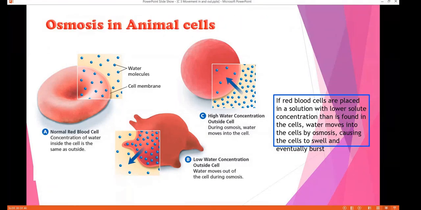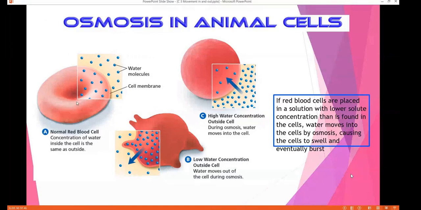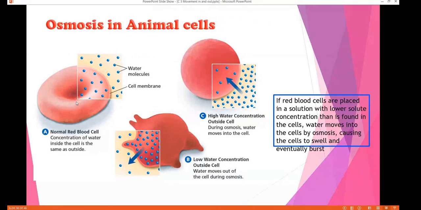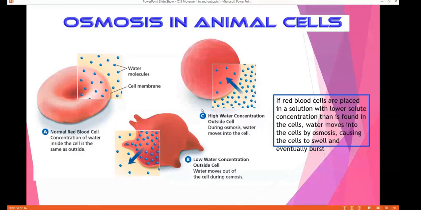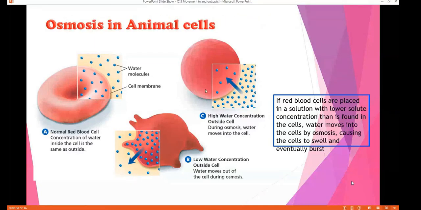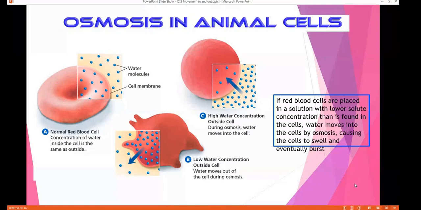So that is why you can see the RBC in A are normal looking, because there is no change at all. The concentration is the same inside and outside the cell. Whereas in B, you can see it is a flaccid RBC. Why? Because of the movement of water molecules from inside to outside, making it shrunken. And in C, you can see a turgid RBC. Why? Because of the movement from outside to inside, making it more swollen and turgid. Clear so far, ladies?